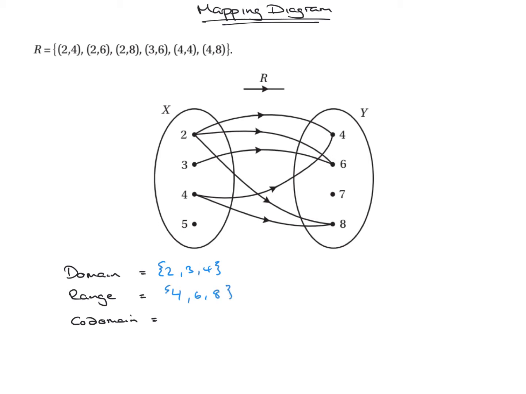Again, use your set notation. And the codomain is all of the possible values that we could have in the output, or the Y set. So we've got 4, 6, 7, and 8. We're not using all of them, as you can see here. We're using only 4, 6, and 8. But for the codomain, that's all of the possible answers, so that's what we include.